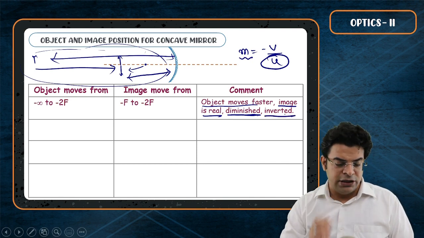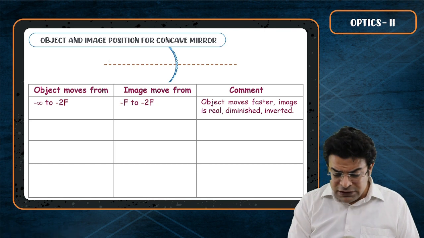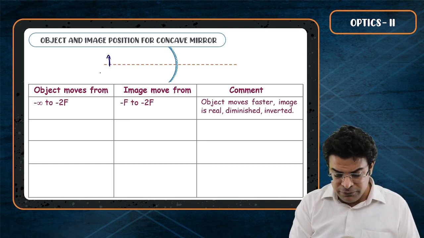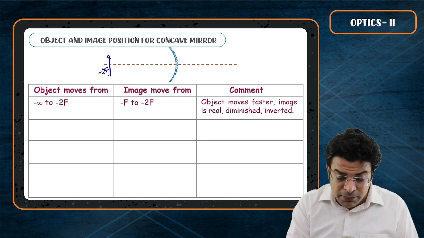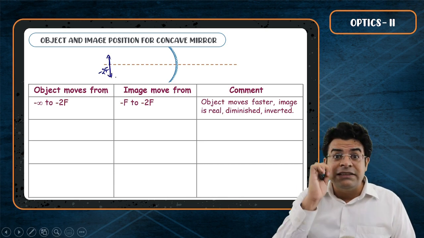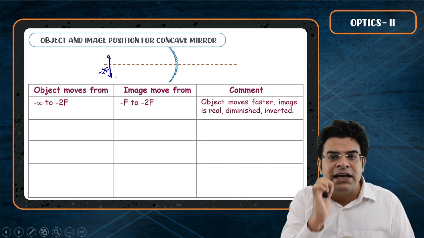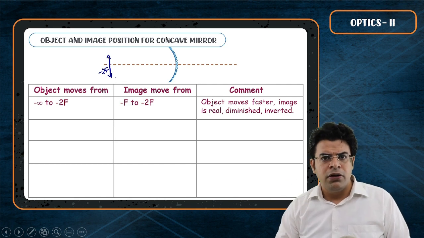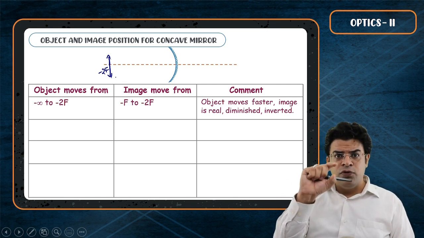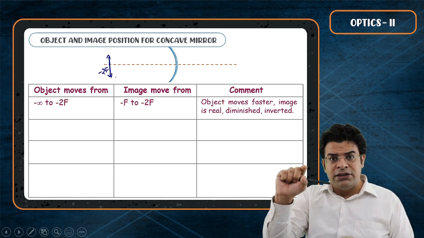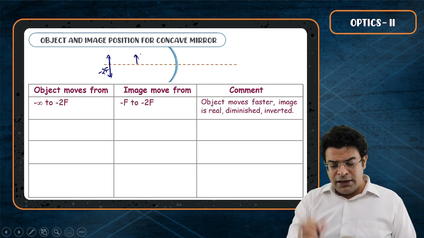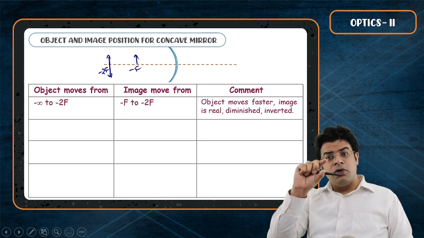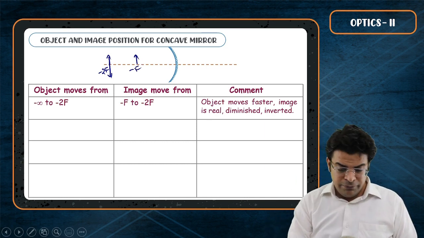Now once the object has reached minus 2f, for object placed at minus 2f, the image is also at minus 2f. The image has the same size as it is at the same distance from the pole. Now if the object further moves from minus 2f to minus f towards the mirror, as the object moves from minus 2f to minus f, the image moves from minus 2f to minus infinity.